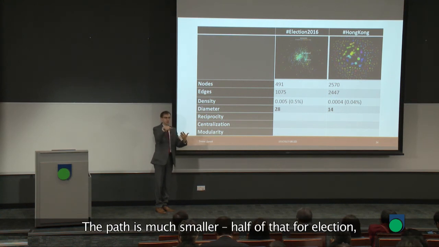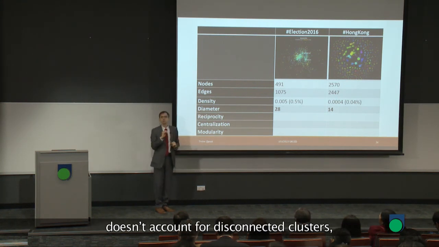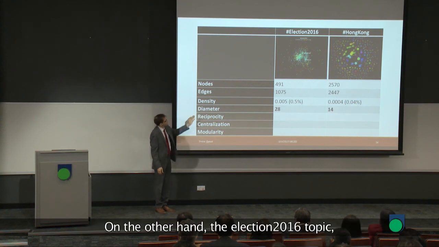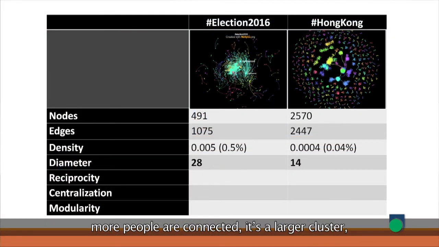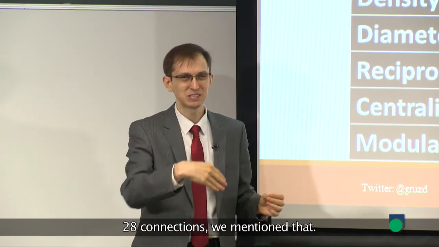The paths are much smaller, half of that for the election. But it's only because this measure, diameter, doesn't account for disconnected clusters, so information doesn't really flow between them. On the other hand, for the election 2016 topic, more people are connected, so it's a larger cluster, and density represents that. And the diameter is 28, so it does take quite a while for the longest path, 28 connections, as I mentioned.